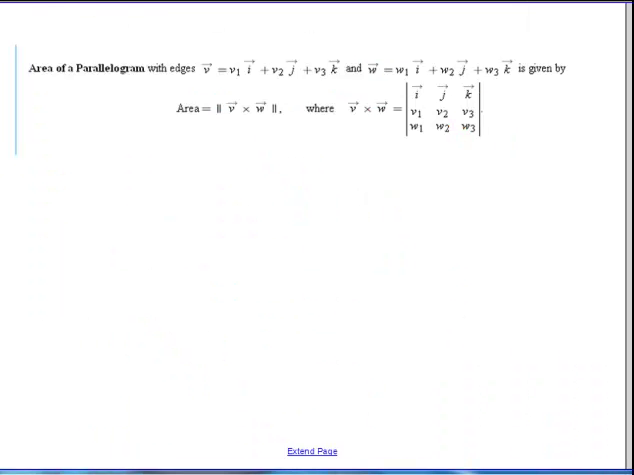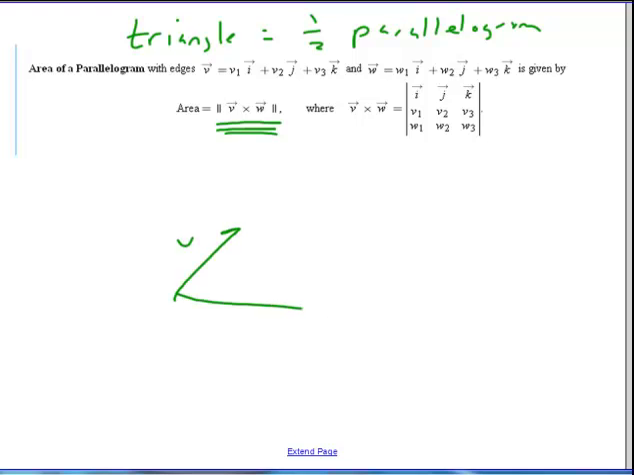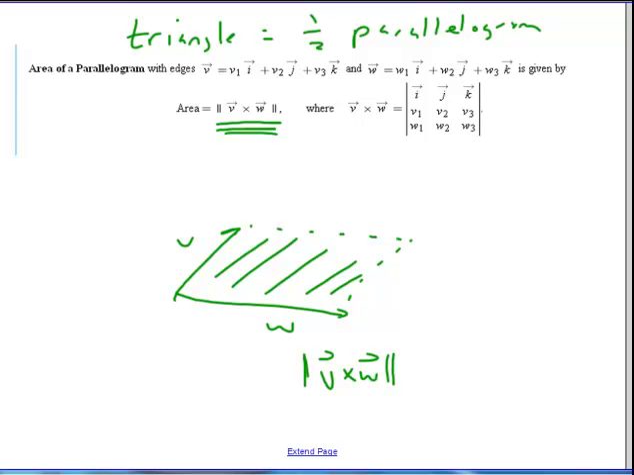And that all came from the idea that a triangle equals 1/2 the area of the parallelogram, where the area of a parallelogram is the magnitude of v cross w. So the magnitude of v cross w equals the area.